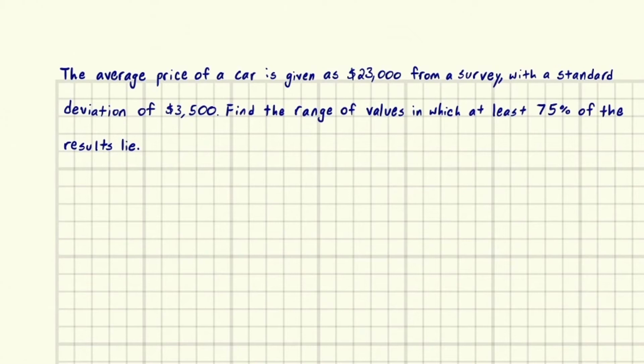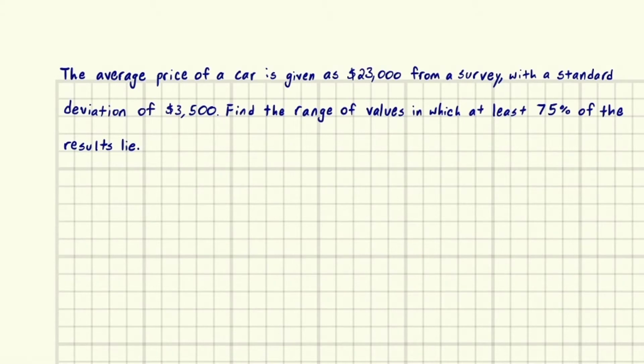Eric Burgess here. The average price of a car is given to be $23,000 from a survey, with a standard deviation of $3,500. Find the range of values in which at least 75% of the results lie.